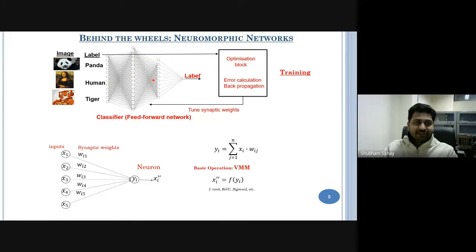So what exactly happens in training? Basically, inputs are fed to this network. We have a training set first. In the training set, the network knows a priori what the image is and what the corresponding label is. The network knows that if you feed this image, the output should be panda. If you feed this image, the output should be human. If you feed this image, the output should be tiger. So first, this kind of training set is given to the network. Once, let's say, this image is fed here, its pixel intensities are first converted to numbers. They are fed to the input layer. Then the vector-by-matrix multiplication takes place here.